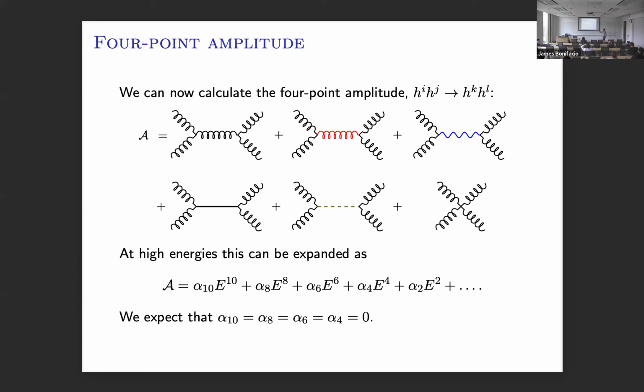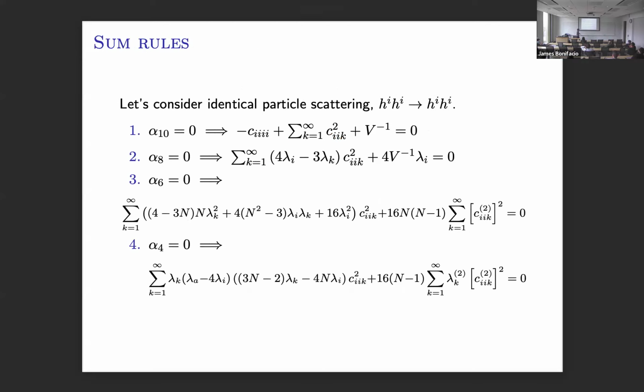I can calculate this, expand it at high energies, and check whether or not these first 4 terms vanish, like we said that they should based on the overview I gave at the beginning. So if you do this and then see what we get, if I restrict for simplicity to the case of identical particle scattering, so I'm going to take all these external massive spin 2 modes to be the same state, h_i, then the first condition I get from the vanishing of the E to the 10 part gives me the following sum rule. It says that some combination of the quartic coupling and an infinite sum of squares of cubic couplings plus 1 over the volume should equal 0.